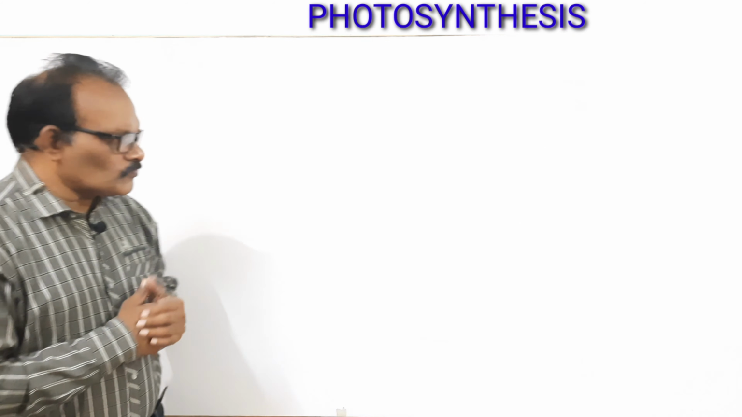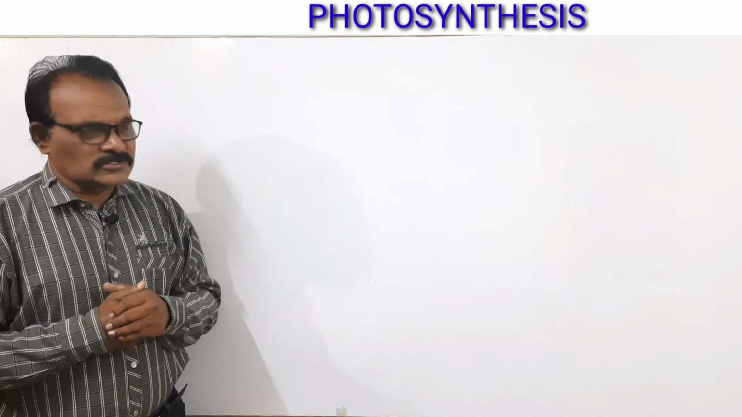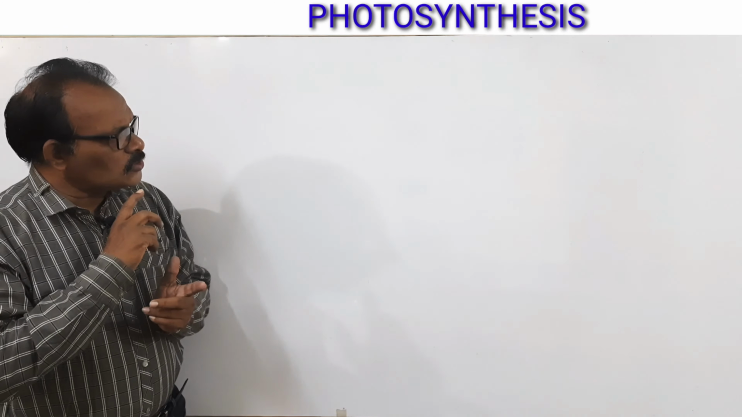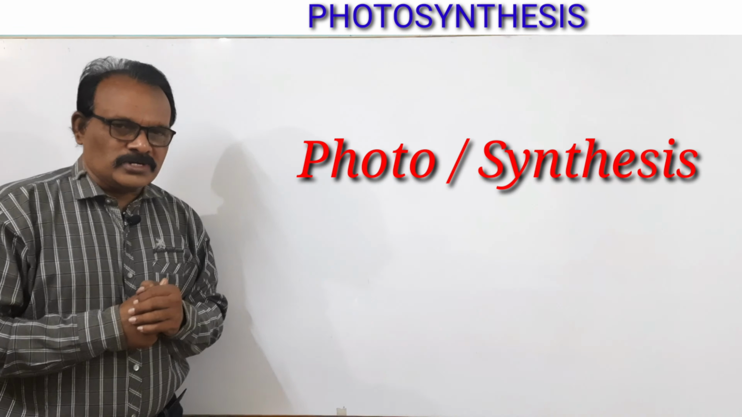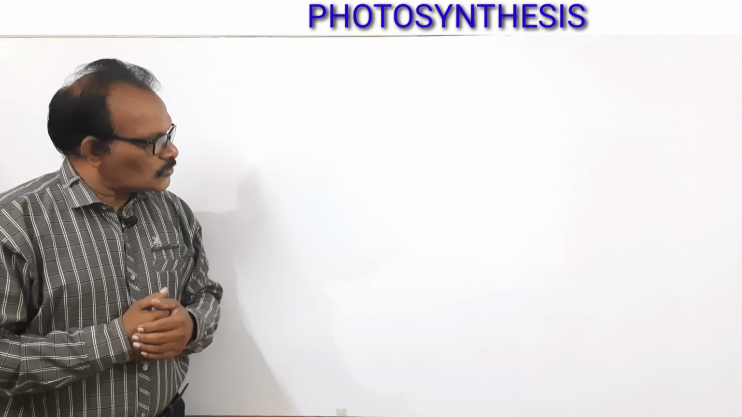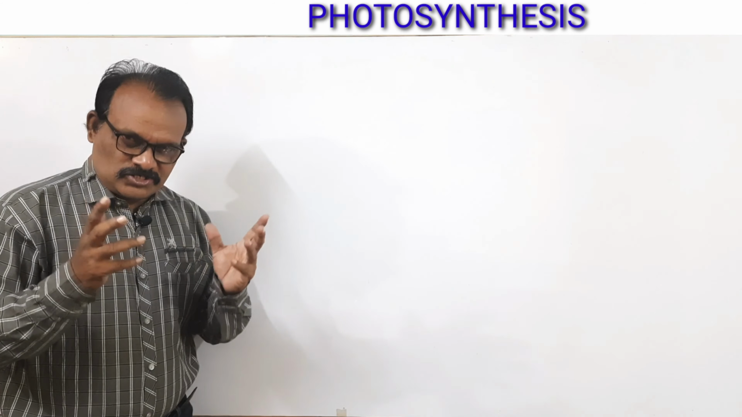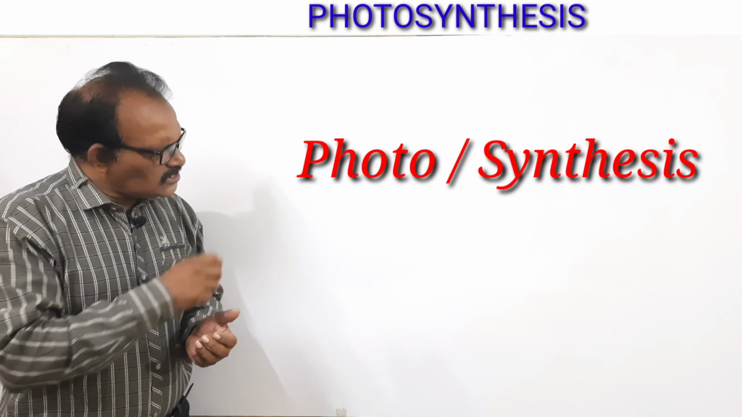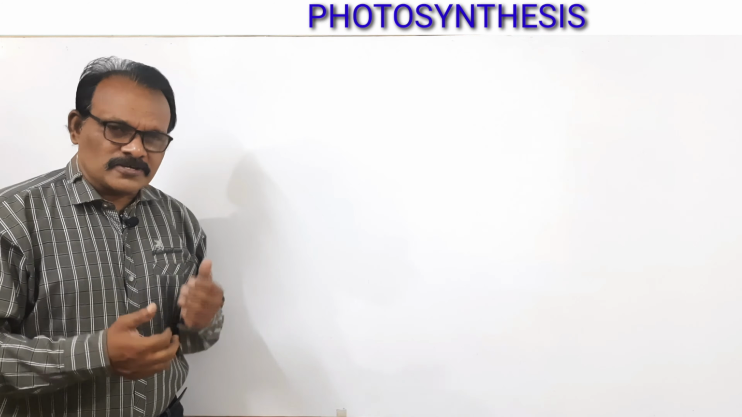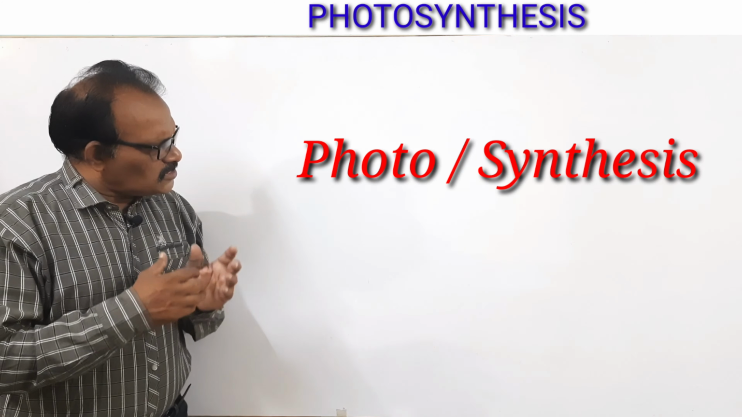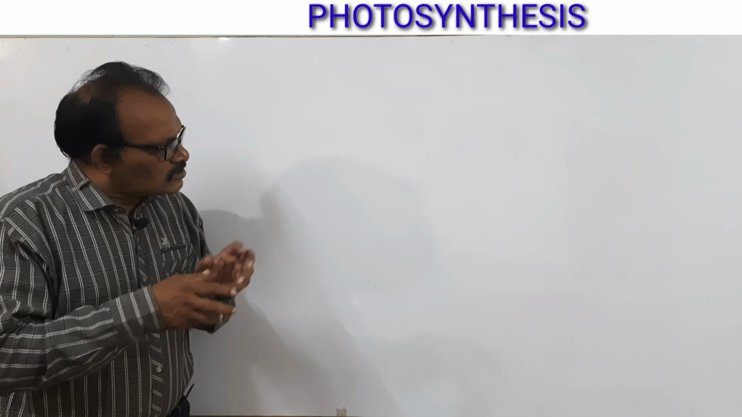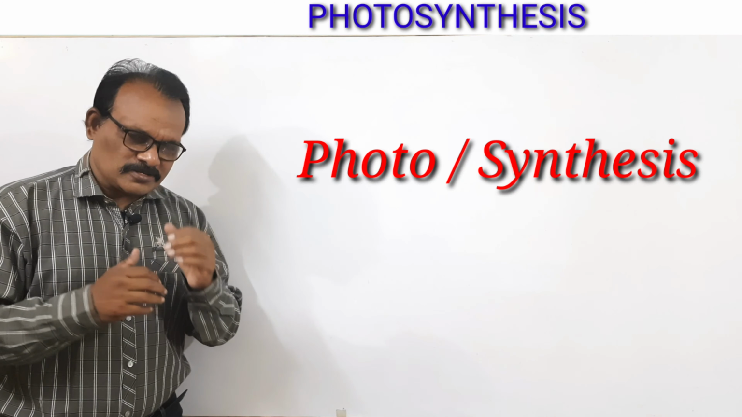Now, what is photosynthesis? Photosynthesis is derived from two words. One is photo. Photo generally means light. And synthesis means to produce, to synthesize, to make. So that means something is being made through light, isn't it? So, photo is light, synthesis means to make.